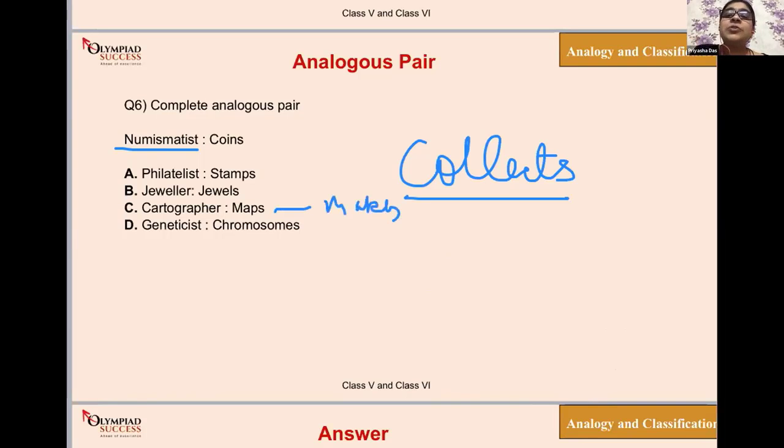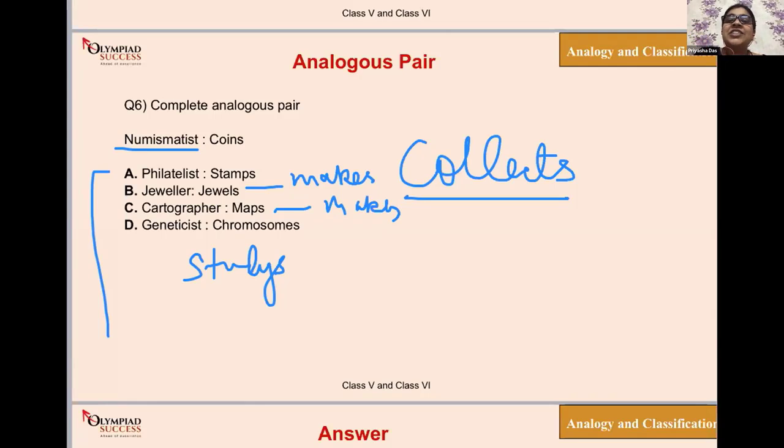A geneticist is a person who studies chromosomes. Chromosomes, you know guys, are present inside our body, DNA. So a geneticist is a person who studies chromosomes. Jeweler is a person who makes or sells jewelry, right? So what are we left with? Yeah, option A. That's a general knowledge question, which means that a philatelist is a person who collects stamps.